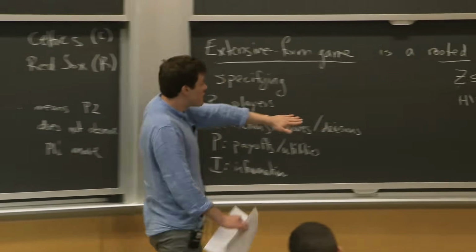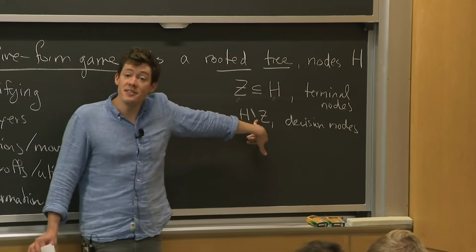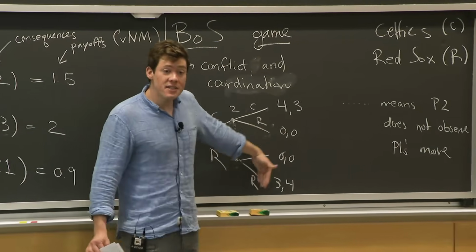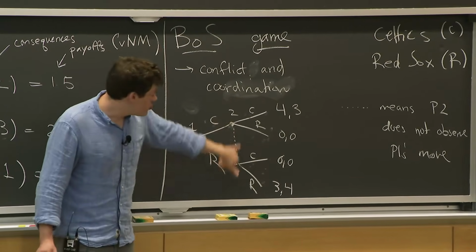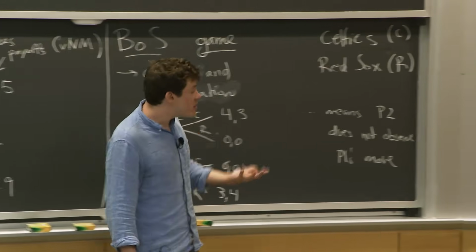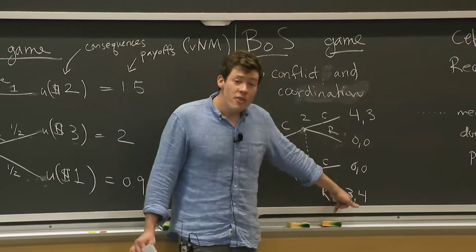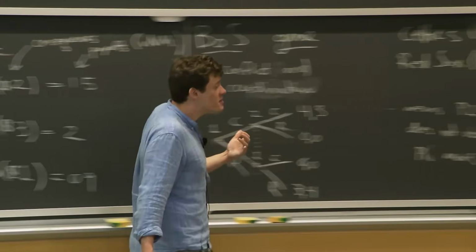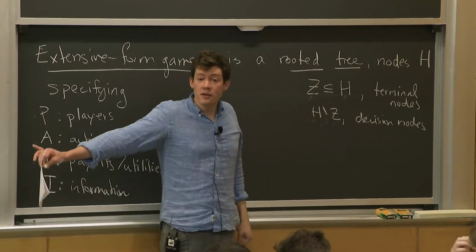And then you may not have seen this notation before, but H set minus Z means everything that's in H that's not in Z. So over here in this example, we have 7 nodes altogether. 4 of them are in Z. What's left? What's not in Z? Well, it's these 3 nodes, 1, 2, 3. And these are called decision nodes because these are nodes where players make decisions. Once we get here, there are no decisions to be made. These are just consequences.